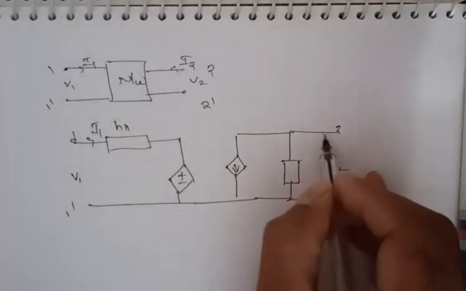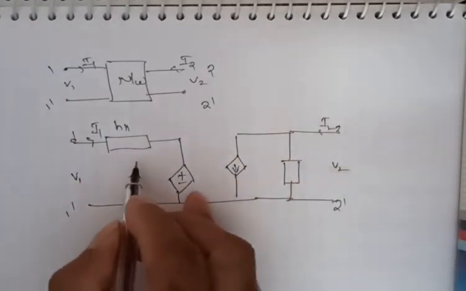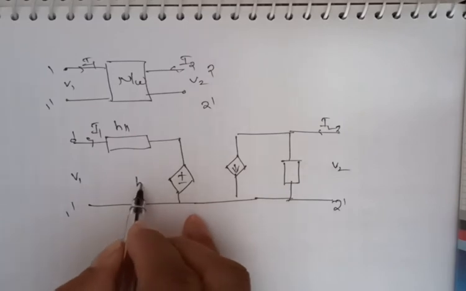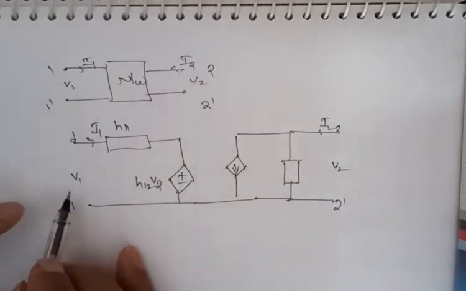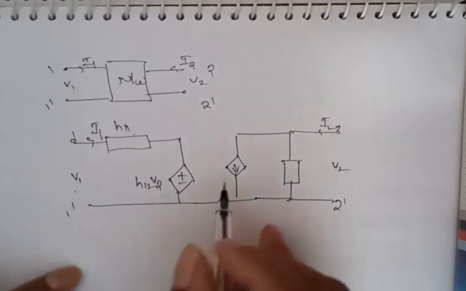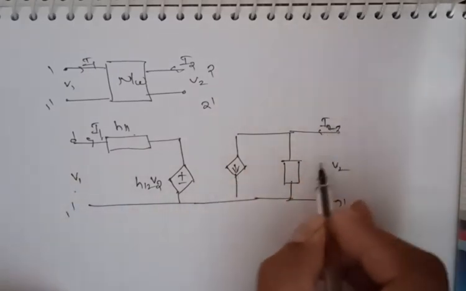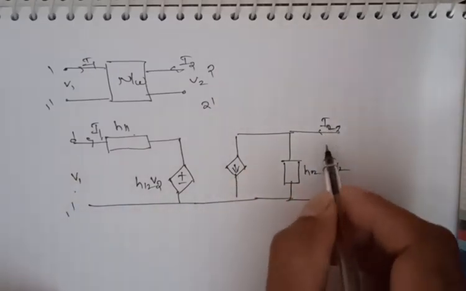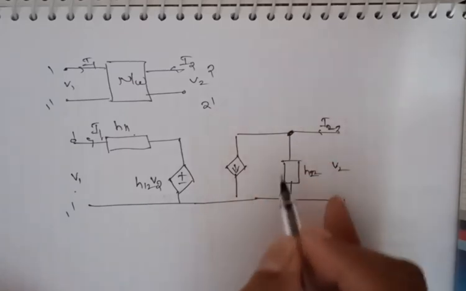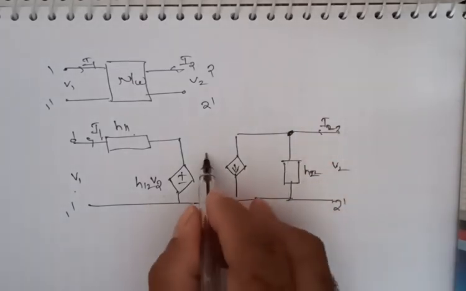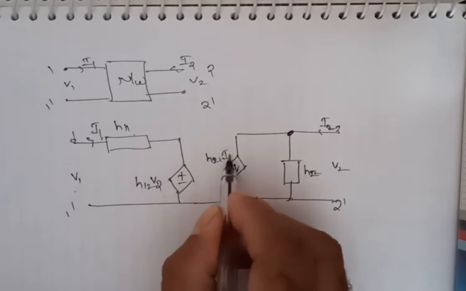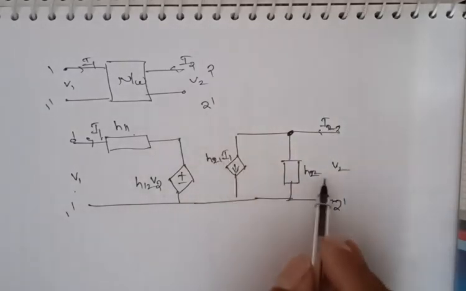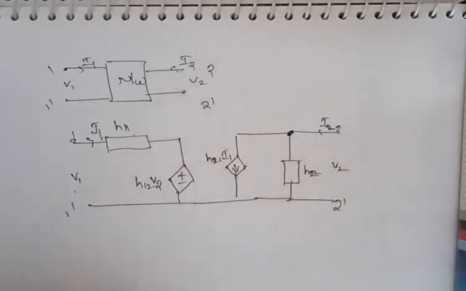Here we have V1, I1, V2, I2. This is h11 and this is h12 V2. If you read the equation, V1 equals h11 I1 plus h12 V2. Here this is I2, and we write the current equation using nodal analysis, KCL: I2 equals h21 I1 plus h22 V2. So this is the equivalent diagram. It will be very useful if you want to analyze the transistor amplifier. Next, let us see one simple model problem.